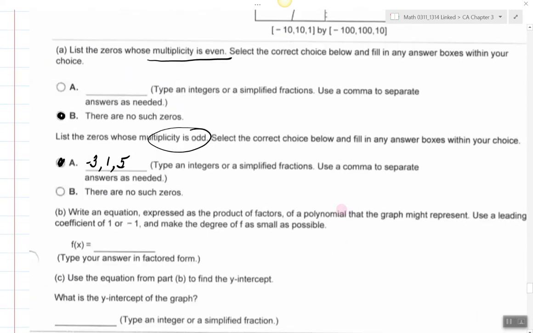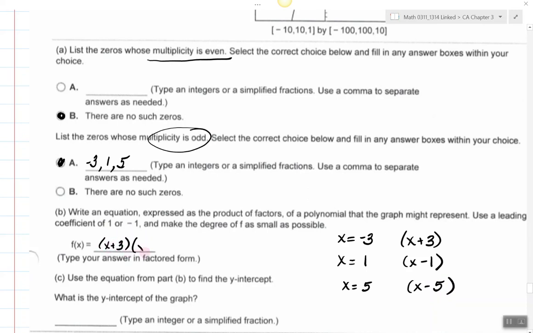Then it says to write an equation expressed as the product of factors. All right, if x equals negative 3 is a 0 or a root, then x plus 3 is a factor. If x equals 1 is a 0, x minus 1 is a factor. If x equals 5 is a 0, a root or an x-intercept, x minus 5 is the factor. It does not matter about the order, but these are x plus 3 times x minus 1 times x minus 5.